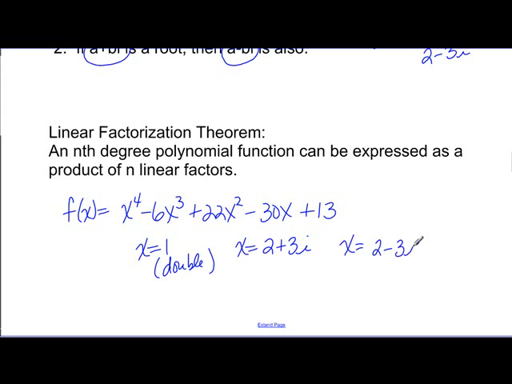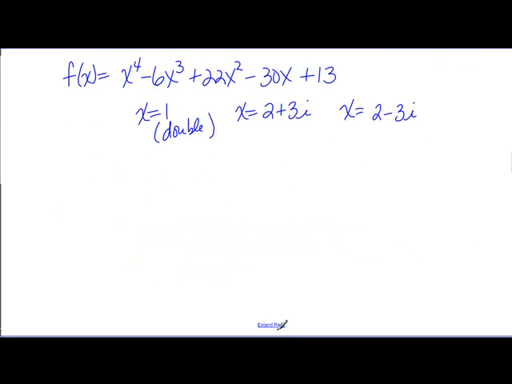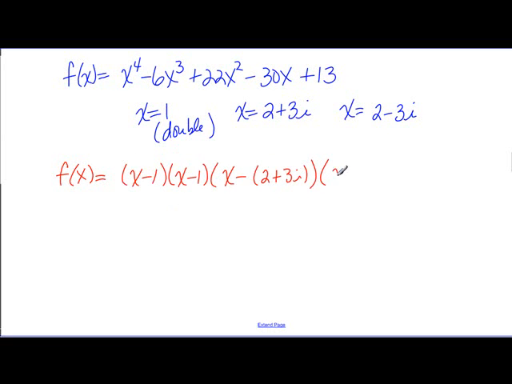Well, if you know what the zeros are, every zero corresponds to a factor. So the linear factorization theorem says that I can write this as the product x minus 1, and you can write that as x minus 1 multiplied by x minus 1, or squared. Either way is fine. And then x minus, be careful here, 2 plus 3i, and x minus the zero, 2 minus 3i.